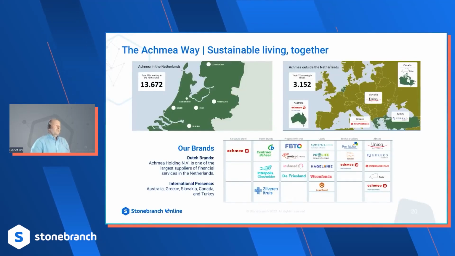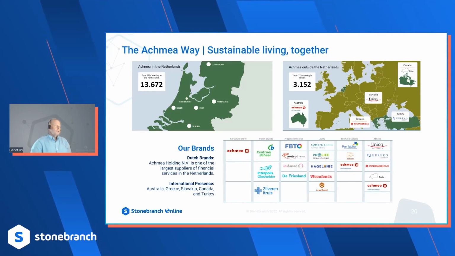Achmea is a large company in the Netherlands. We're an insurance company, one of the largest in the Netherlands, with over 10 million customers in the Netherlands alone. We also have more than 5 million healthcare customers. We recently shifted our focus. We are not a company that is listed on the stock exchange. We are privately held, and we shifted our focus to sustainability. So our motto is now sustainable living together, which we are trying to achieve within the Netherlands.